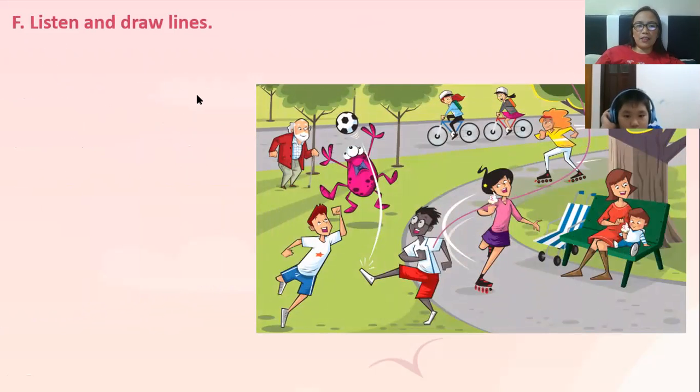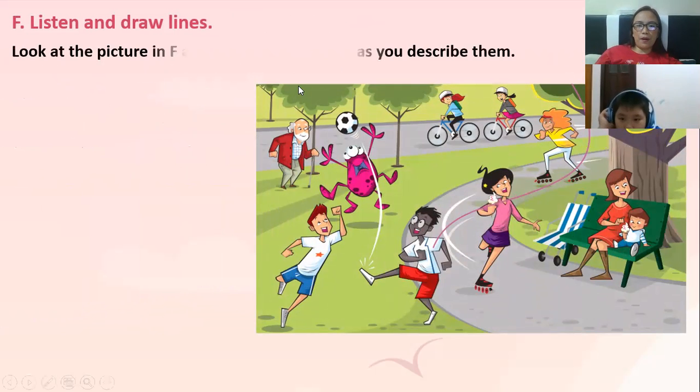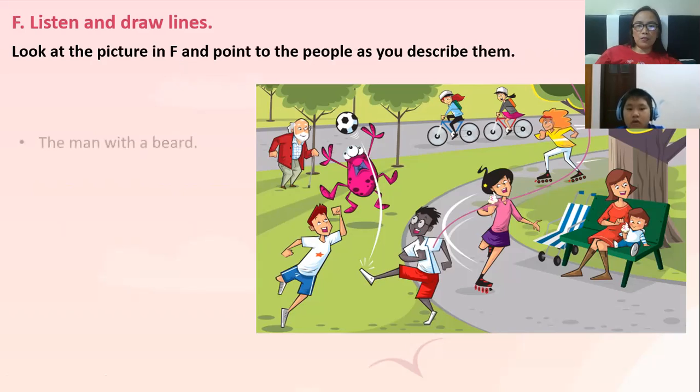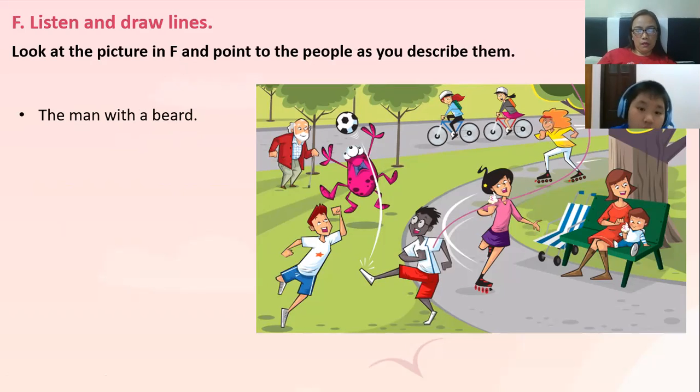Listen and draw lines, baby. Get a piece of paper. Okay? Look at the picture and point to the people as you describe them. The man with the beard. Okay, can you encircle the man with the beard? Where is he? He next to a tree.